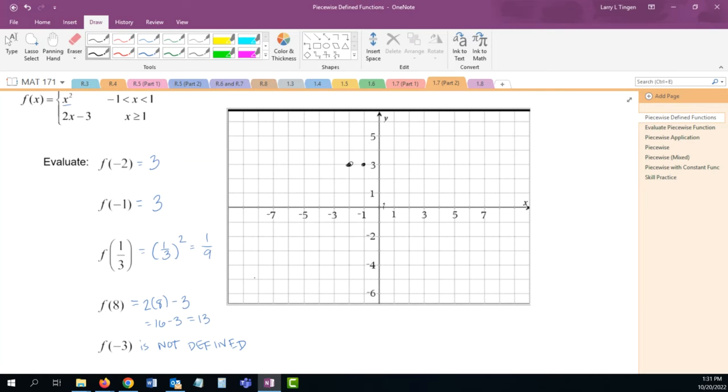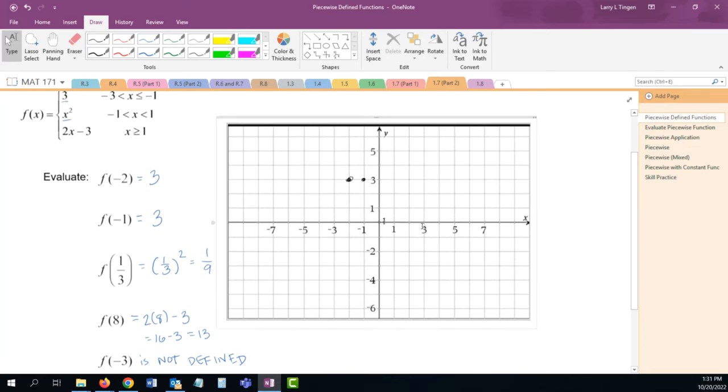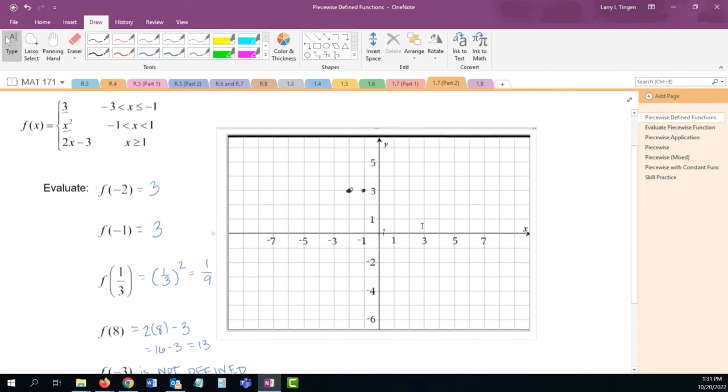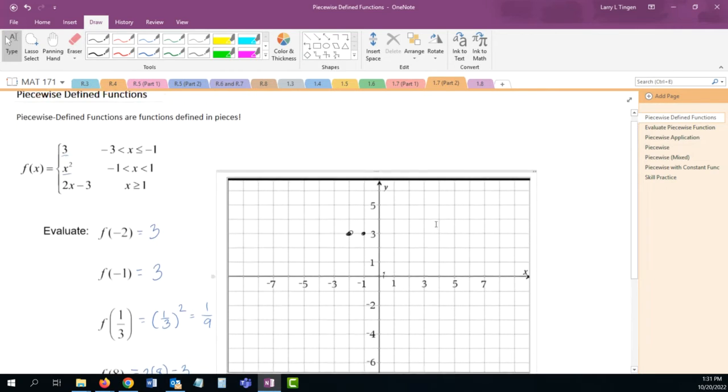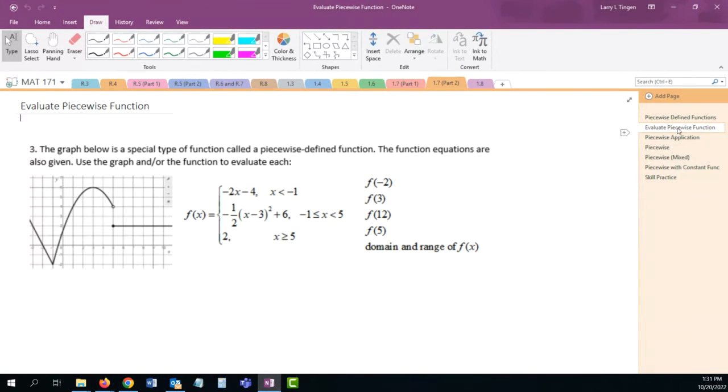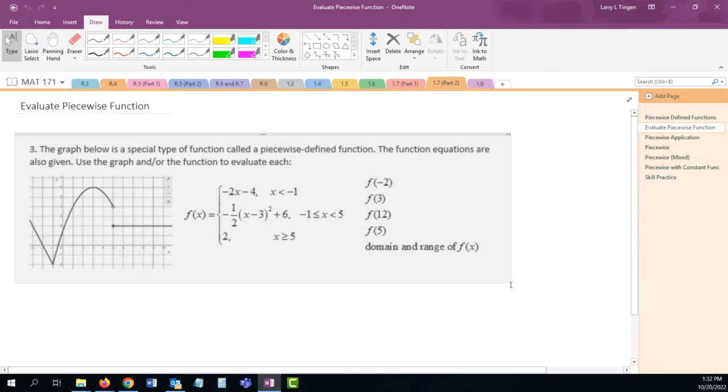Well, like I said, sometimes it's a parabola. Sometimes it's a line. Sometimes it's a constant function. So we're going to talk about how to graph it, and then we're going to come back and graph this one in the end. But before we do that, let's just do another example where we're just trying to get our idea of what these look like, okay, and how they work.